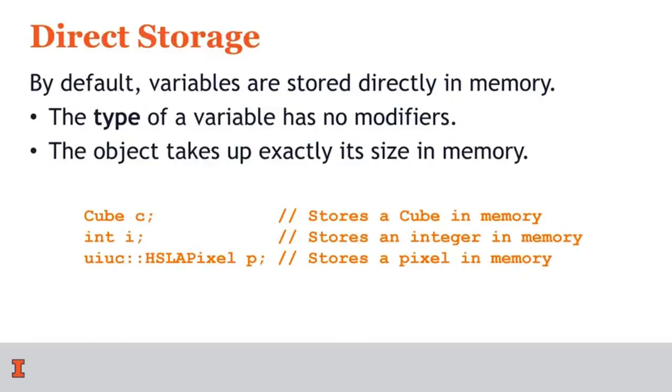As we learned, by default, all of the variables are directly stored in memory. When we have direct storage in memory, the type of the variable has absolutely no modifier. And the object size in memory is exactly the size it takes up to store. For example, we saw mini cubes. These cubes we talked about being stored in stack memory. We've talked about mini integers. And we've talked about specialized classes like an HSLA pixel you see in the assignments.